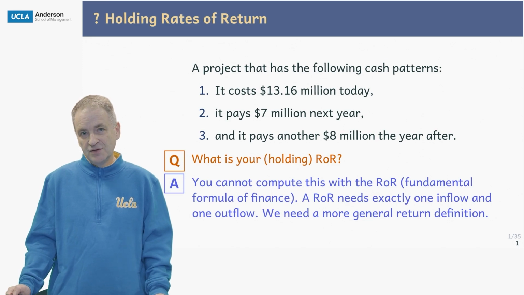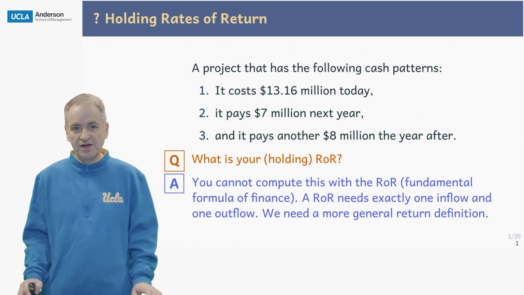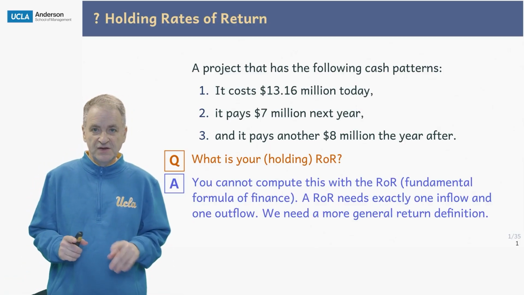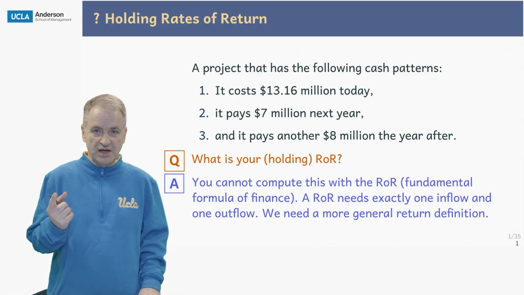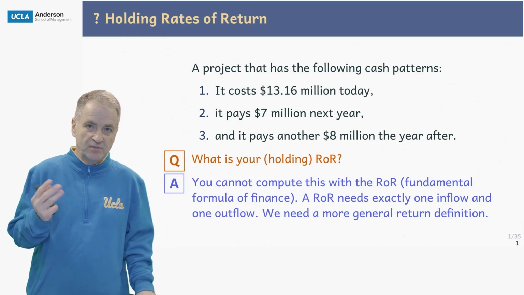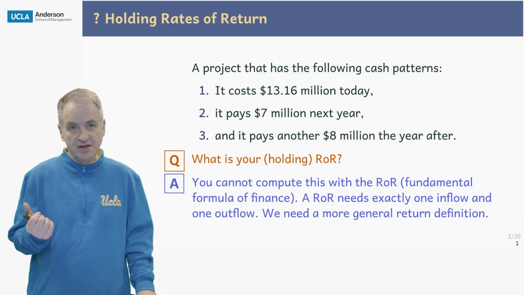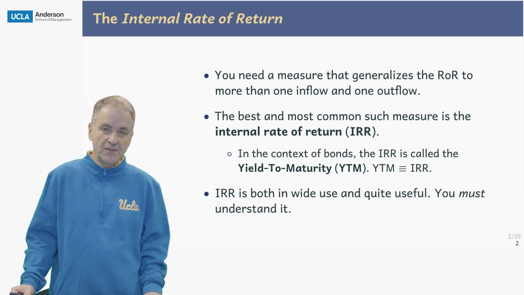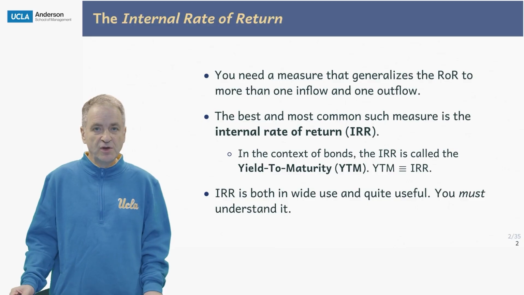Well, turns out you cannot compute this with a rate of return. That is the fundamental formula of finance. A rate of return needs exactly one inflow and one outflow. We need something that's a lot more general and can deal with multiple flows. So in particular here, we have two inflows. We need a measure that generalizes the rate of return to more than one inflow and one outflow.